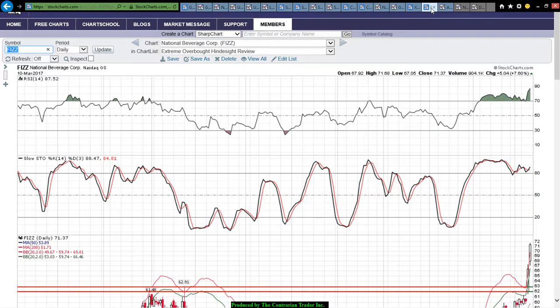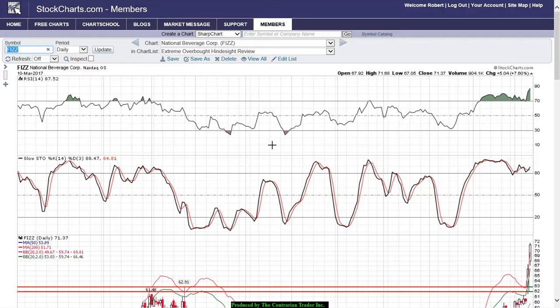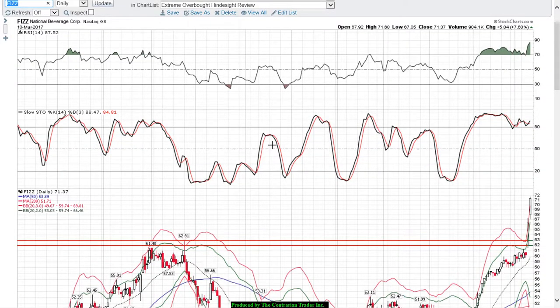Next chart up. This is an extreme overbought stock, FIZZ National Beverage. Okay, so let's begin this commentary with the fact that I believe that FIZZ is probably going higher. And you may be saying, Bob, you want to short the shares, yet you're betting that they're probably going to move higher. The reason why I say they are is because strong stocks tend to get stronger. I am not seeing signs of selling just yet.